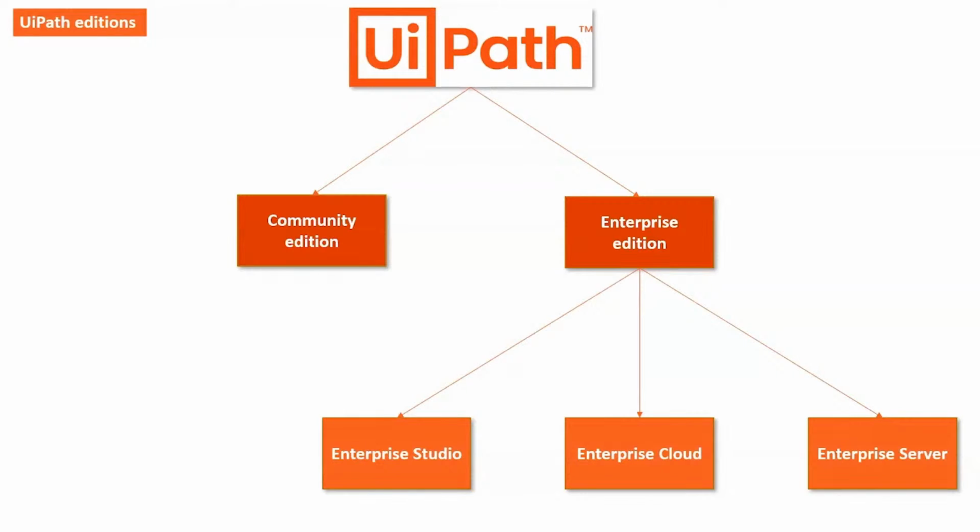So Enterprise Studio Edition is for individual enterprise developers who want to experiment with UiPath Studio. Enterprise Cloud is a cloud-based deployment of the entire RPA enterprise platform for any size business. Enterprise Server is an on-premises deployment of the entire enterprise automation platform for large-scale business.